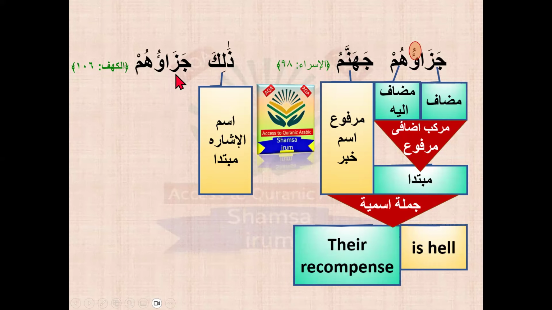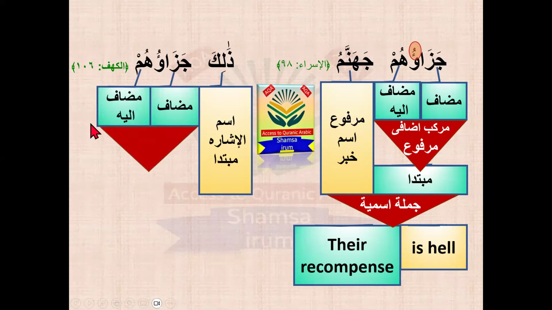Look at the same word, jaza'uhum, in this part of the ayah. So this jaza'u is also mudaf, and hum zamir is also mudaf ilayhi, making Murakab Izafi, and the i'rab for this Murakab Izafi is also marfu, jaza'u. So it's also marfu. Why marfu here? Because it is at the place of khabar.